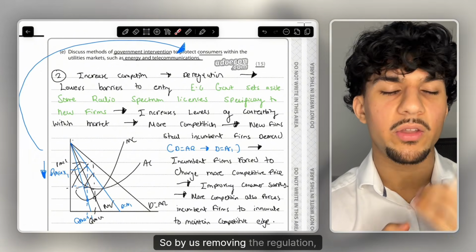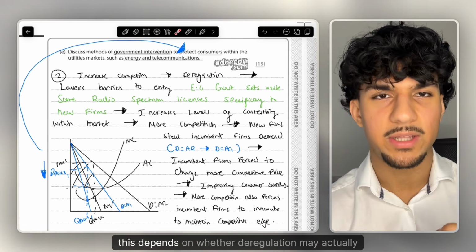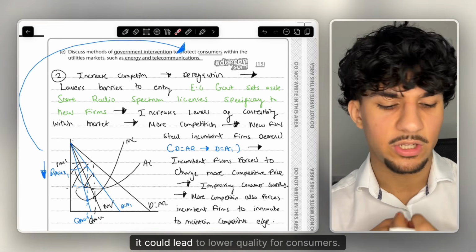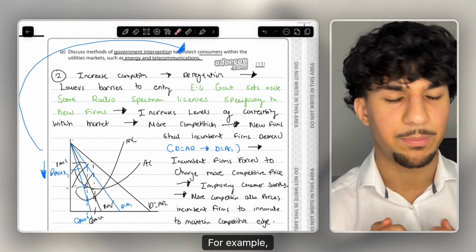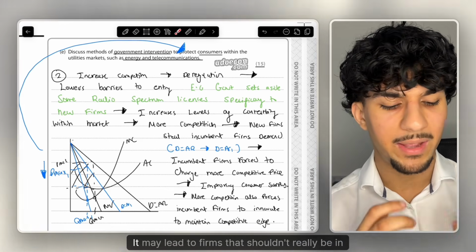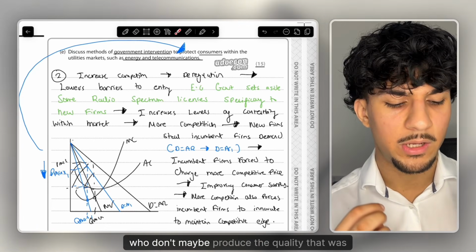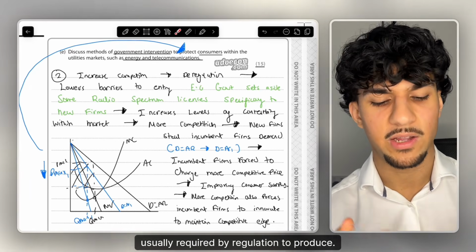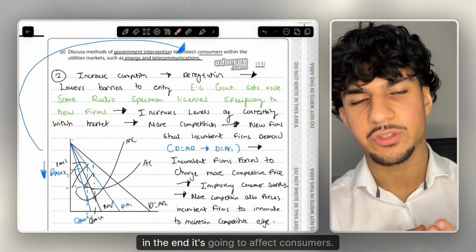So by removing the regulation, you can evaluate this by saying, however, in evaluation, this depends on whether deregulation may actually harm consumers. For example, it could lead to lower quality for consumers, and things like unsafe practices. Firms might start cutting corners. It may lead to firms that shouldn't really be in the market, who maybe don't have the capital, or don't produce the quality usually required by regulation, now entering the market, and in the end, who does it affect? In the end, it's going to affect consumers.